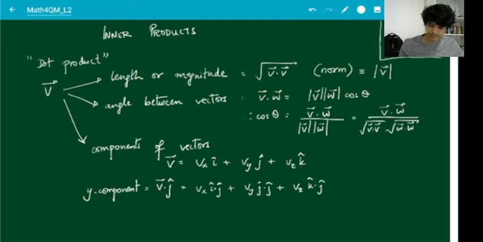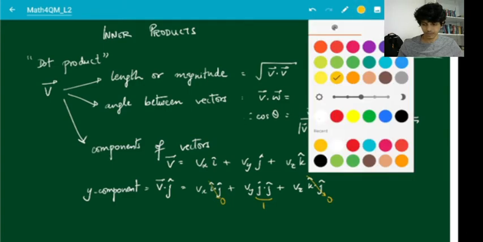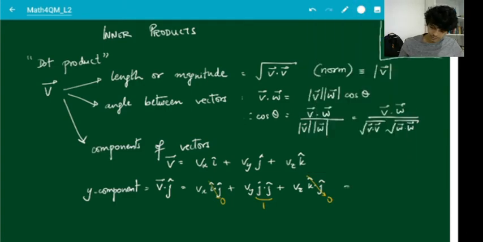And notice that i dot j is 0 because these two vectors are perpendicular to each other. k dot j is 0 because they are perpendicular to each other. And j dot j is 1 because it's a vector of unit length. So what you have in the end is vy. That is what we wanted. We want to find out what is the y component. So in general, for any vector, if you want to find out a certain component, you can do it by taking the dot product of the vector with the corresponding basis vector. So these are the reasons why the dot product is actually very useful in any kind of physical calculation.